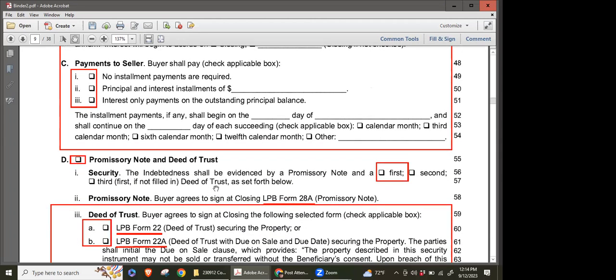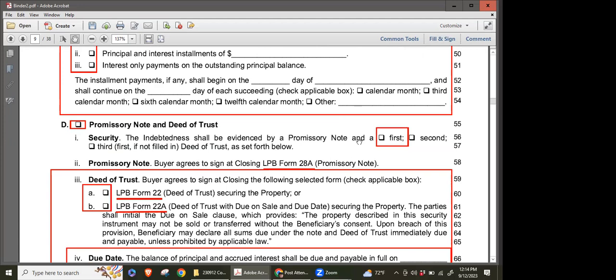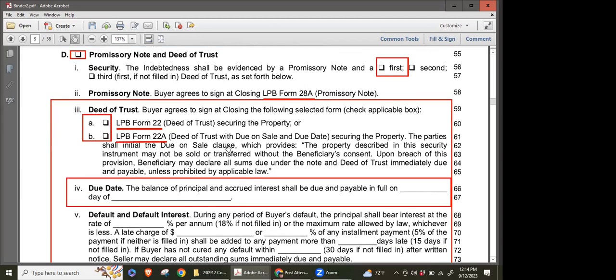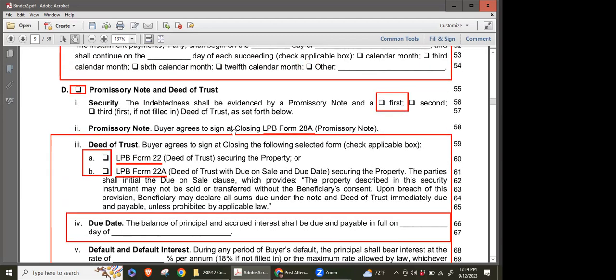Okay. So now if you're going to use a note and deed of trust, then you only fill out D. And the thing that I want to really point out here is a lot of times they don't put down first, second, or third. It says first if not filled in, but it's really better that we check that. And the promissory note, which is a form LPB 28A. I'll show you in just a second how to find that very quickly.